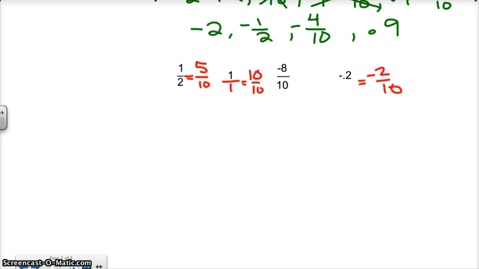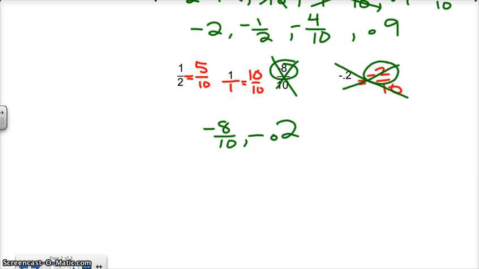So what's my biggest negative? Sarah? -8/10, and it was given to me as -8/10, so I would just write that down. -8/10. Okay, Eric, what's the next biggest? -0.2. -2 is the next one. It was given to me as -0.2. Yep.